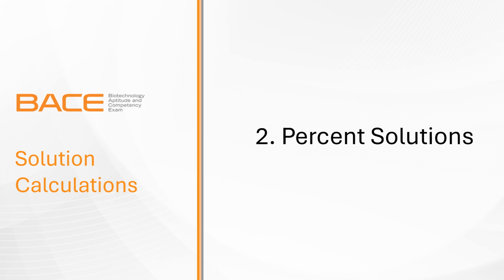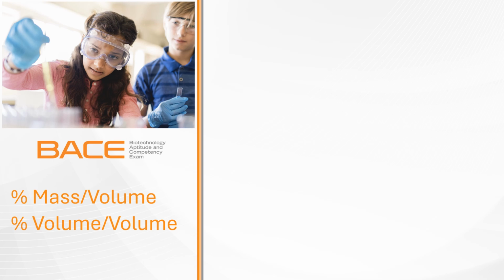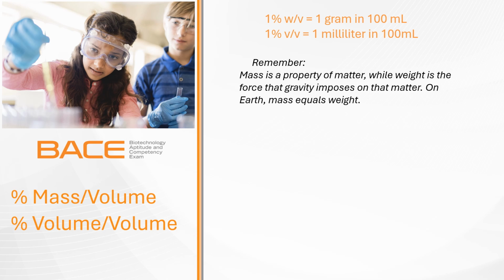Sometimes the solution we want to prepare is described as a percent solution, that is, the parts of solute in 100 parts solvent. With percent solutions, we see two main types. For percent mass, or weight per volume, 1% W/V equals 1 gram per 100 mL, and for percent volume per unit volume, 1% V/V equals 1 mL in a total volume of 100 milliliters. As an aside, recall that mass is a property of matter, while weight is the force that gravity imposes on that matter. On Earth, mass equals weight.